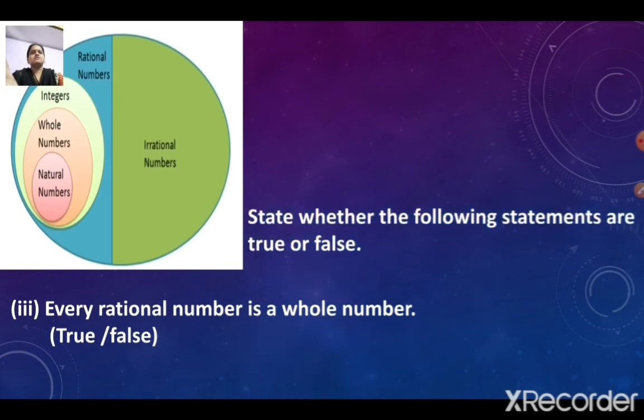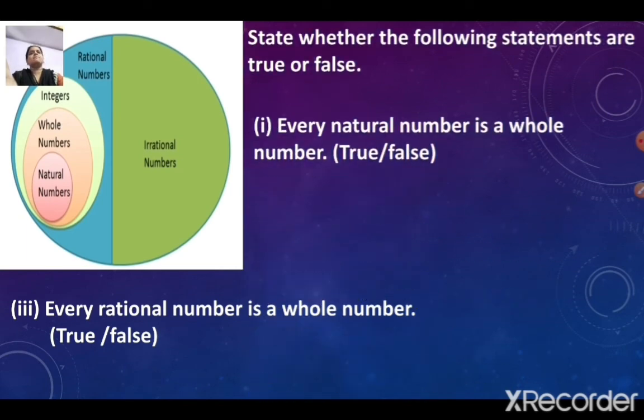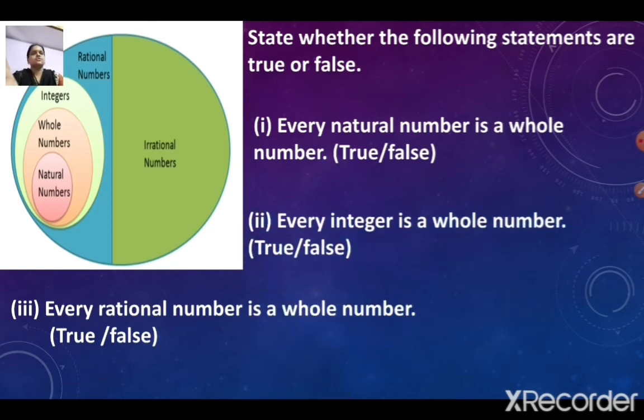The next type here is a diagram based question. Do you remember this diagram I took when I taught you this chapter? Yes, the relation between all the types of numbers. They will give you this diagram and ask you a few questions on it. Which type of questions? See here. State whether the following statements are true. Every natural number is a whole number. True or false? Here we have to give the answer whether the statement is true or false.